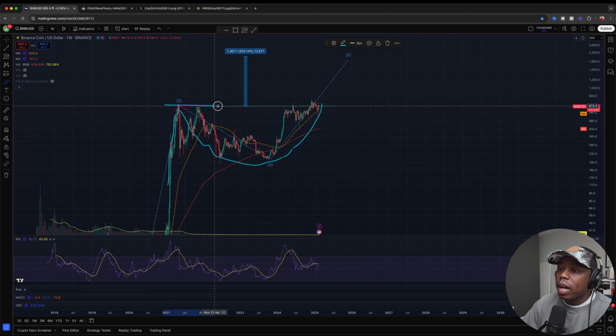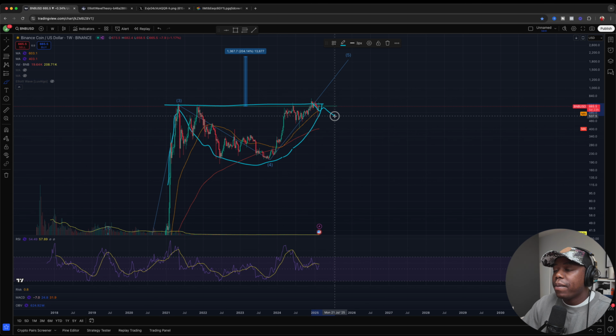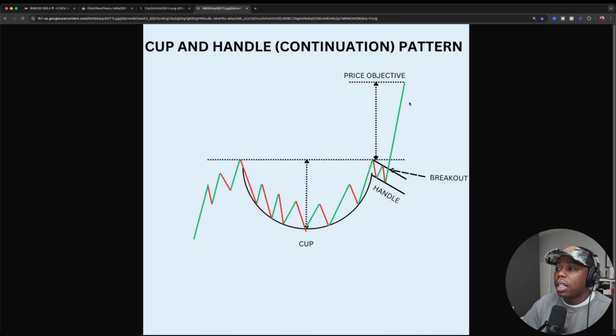And now we've come right up to this point of resistance. Now, potentially, we could be putting in this brief little handle right here. It could be even shorter than that. Who knows? But I do think that we'll see price continue on and it will blow past this area of resistance like we see in this example.